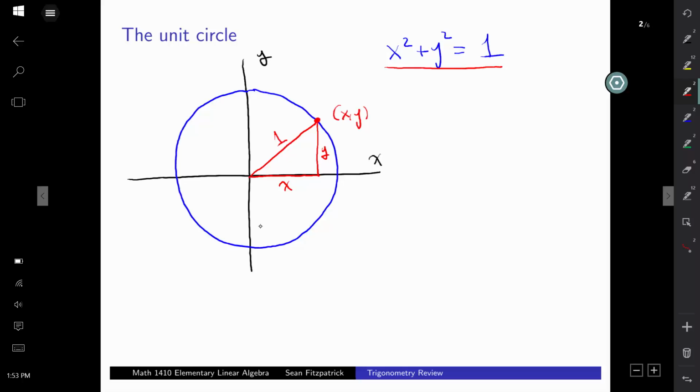Now, there are a number of points that you can easily plot on the unit circle, but there are not that many. If you set y equal to 0, then you're just left with the equation x squared equal to 1, and there are two possible values of x that satisfy that equation: either x is equal to 1 or x is equal to minus 1. Similarly, if you set x equal to 0, then you have to have either y equal to 1 or y equal to minus 1.